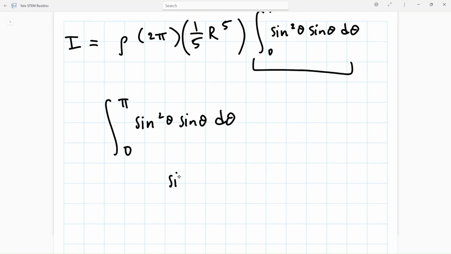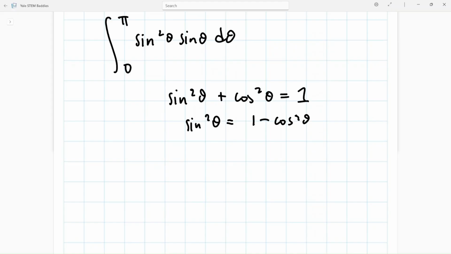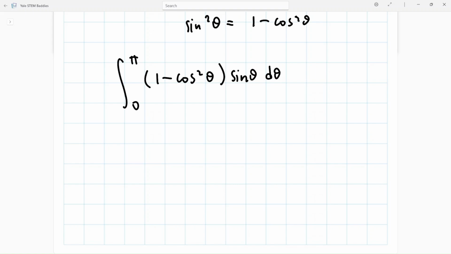So I know that sine squared plus cosine squared equals 1. So that means that sine squared equals 1 minus cosine squared. Pretty cool, right? So let's go ahead and make that substitution. So instead of sine squared, I'm going to put in 1 minus cosine squared times sine of theta d theta. Okay, very nice. And then let's go ahead and use a u substitution where we say that u equals cosine squared.